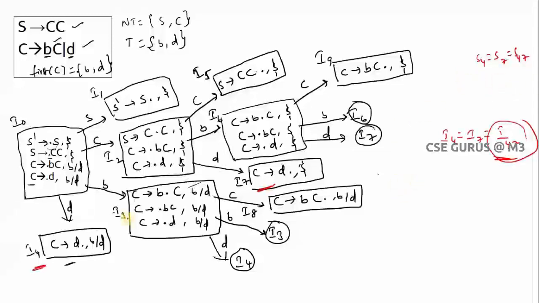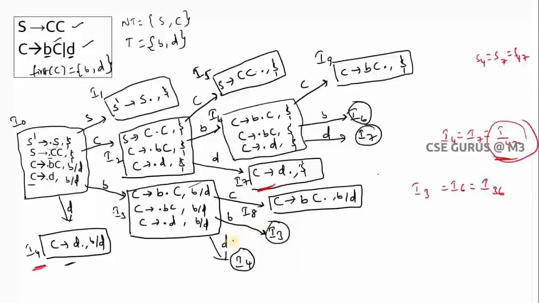Next, check I3 and I6. In I3: C tends to B dot C, C tends to dot BC, C tends to dot D. So there are three productions which are the same, but here B by D is the look ahead, and there dollar. So I3 is equal to I6, and I'll make the union as I36.